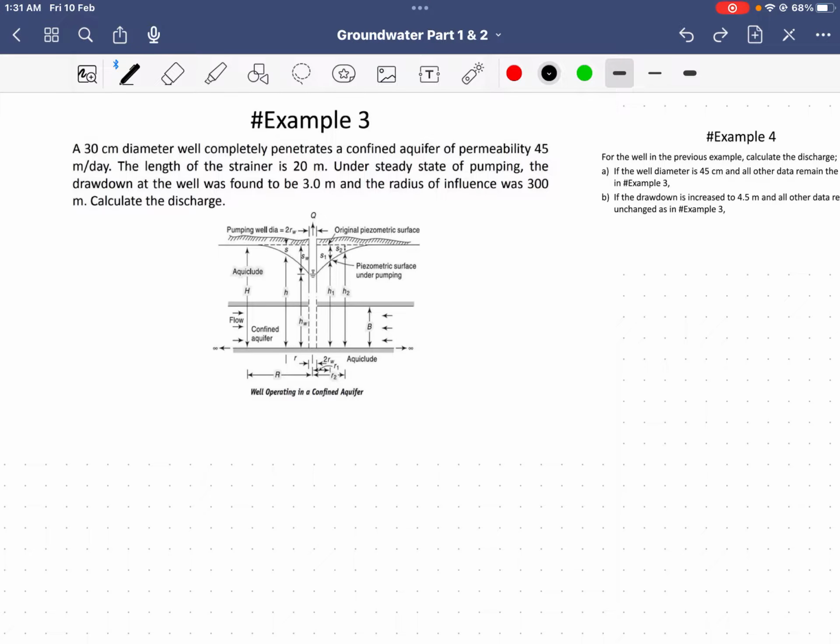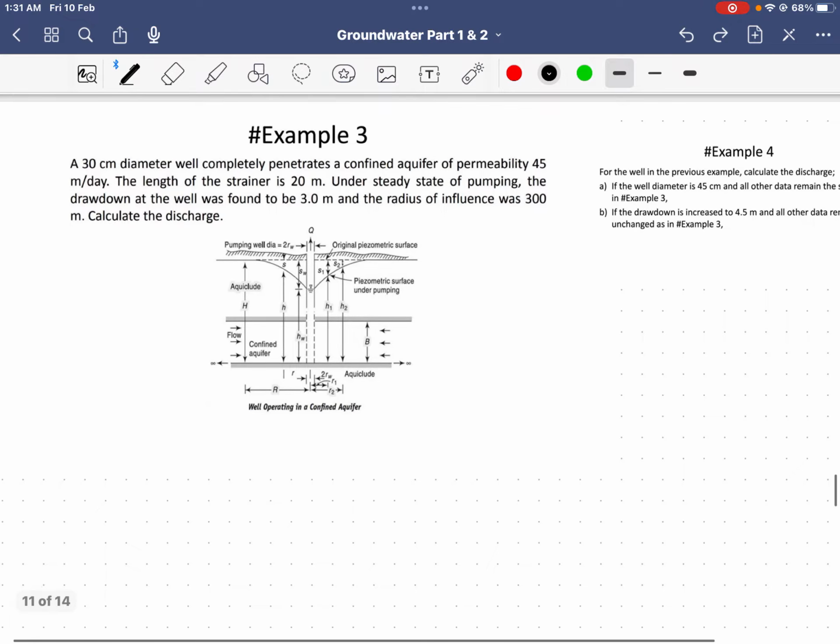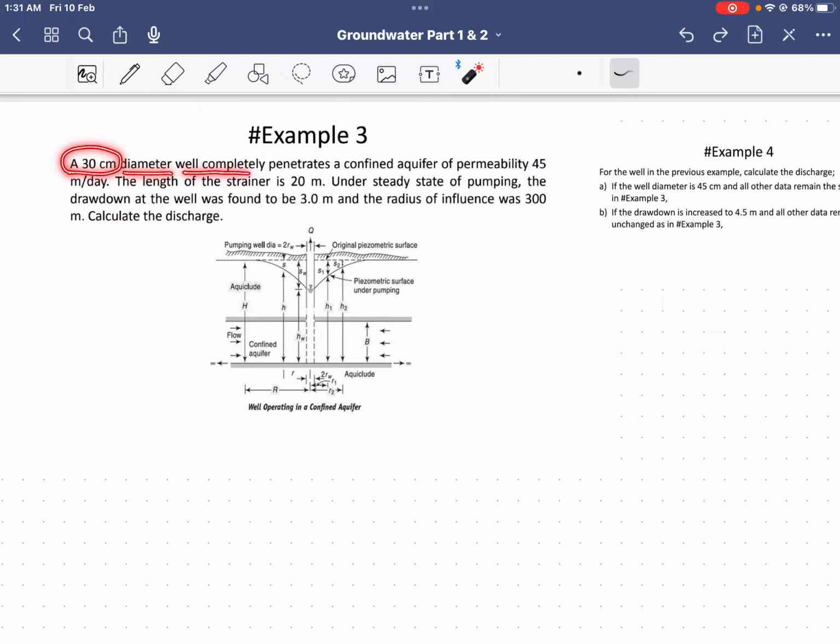Hello everyone, today I'm going to solve one problem related to the groundwater chapter. Here I have taken one question. A 30 centimeter diameter well completely penetrates a confined aquifer of permeability 45 meter per day. The length of the strainer is 20 meter. Under steady state pumping, the drawdown at the well was found to be 3 meter and the radius of influence was 300 meter, and we have to calculate the discharge.